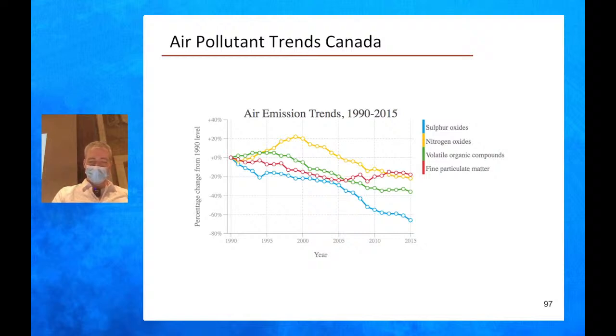If you look at emissions trends in Canada from the 90s to about 2015, sulfur oxides is the blue line, SO2 way down. VOCs, probably next, down quite a bit. Particulate matter, down a little bit. Nitrogen oxides, I guess, down a little bit as well. So, I don't know, there's improvements, but we were never too high to begin with here for any of these things.